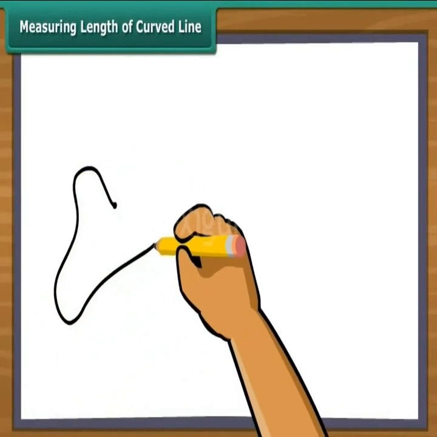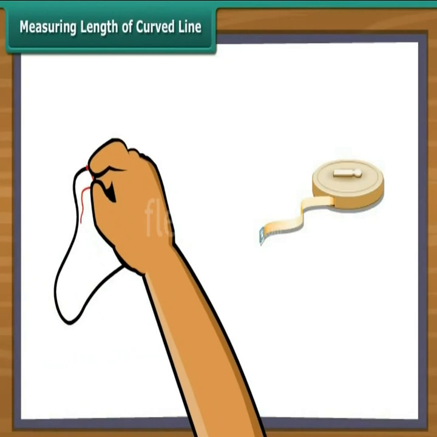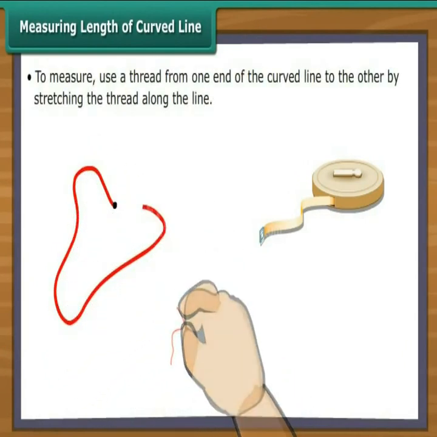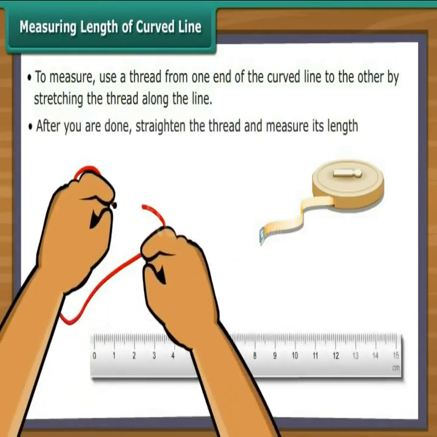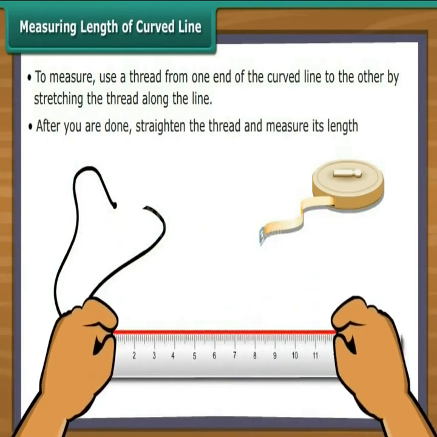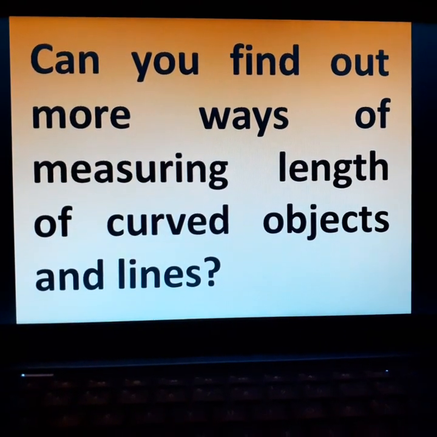To measure a curved line, the standard measuring tape will not be enough. You will have to use a different mechanism to arrive at the correct length of the curved line. To measure, you will use a thread along the line of the curve. You will use the thread from one end of the curved line to the other end by stretching the thread along the line. After you're done, straighten the thread and measure its length. You will know the length of the curved line accurately. So we have seen how to measure the curved line.